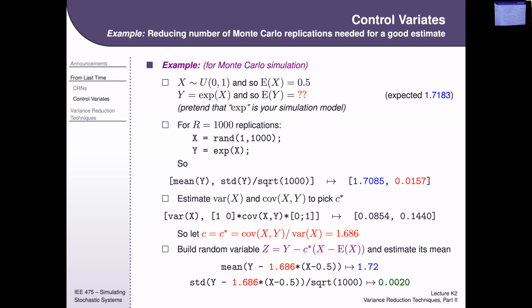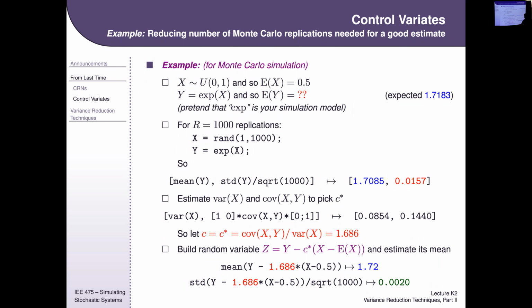And with that, I create a new variable called Z. For every Y, I subtract 1.686 times the corresponding X minus its mean, 0.5. That's what I've got down here. The mean of Z is 1.72, and the standard error of that mean is 0.002. So this is a far smaller standard error of the mean. And this estimate, if you think of it as an interval estimate with standard error, is much closer to the 1.7183.